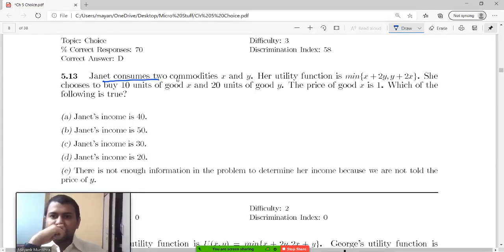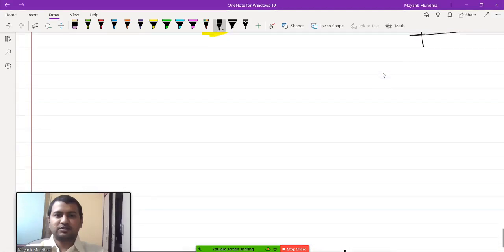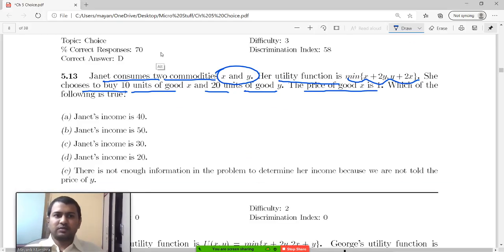Alright, Janet consumes two commodities X and Y. Her utility function is this thing. She chooses to buy 10 units of good X and 20 units of good Y. The price of X is 1. Which of the following is true? So first of all, utility equals the min of X plus 2Y, comma, Y plus 2X.